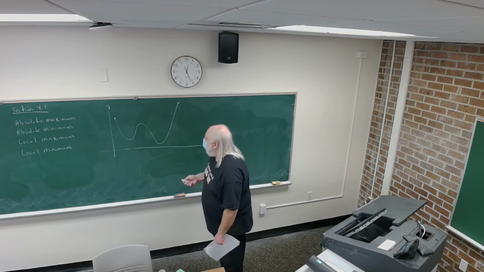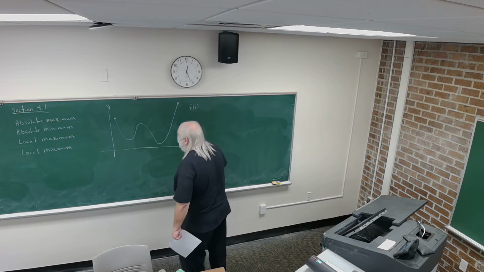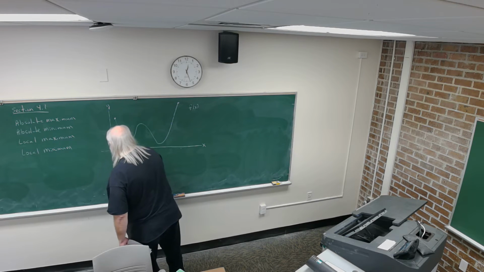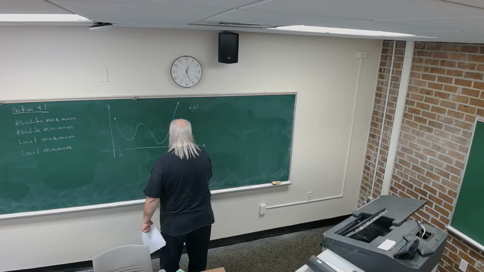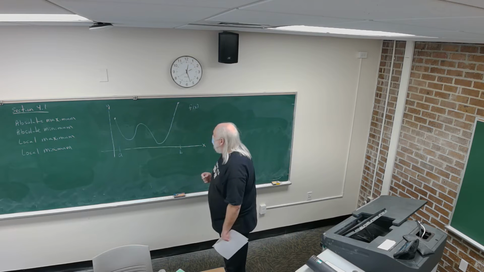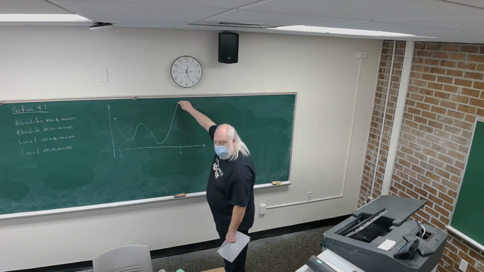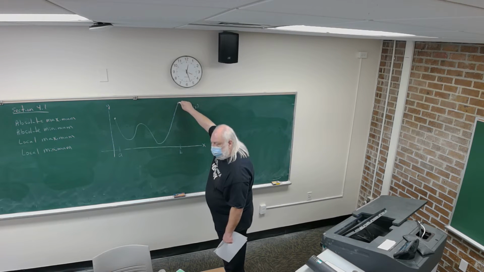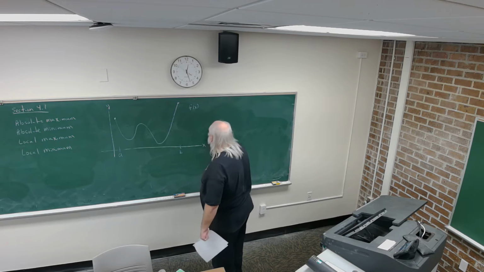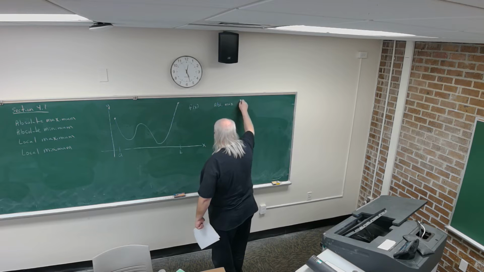But here's the graph of a function f of x over some closed interval, in this case a to b. And the absolute maximum of this function is the largest y coordinate, the largest function value. And so in this case, the absolute maximum is f of b.